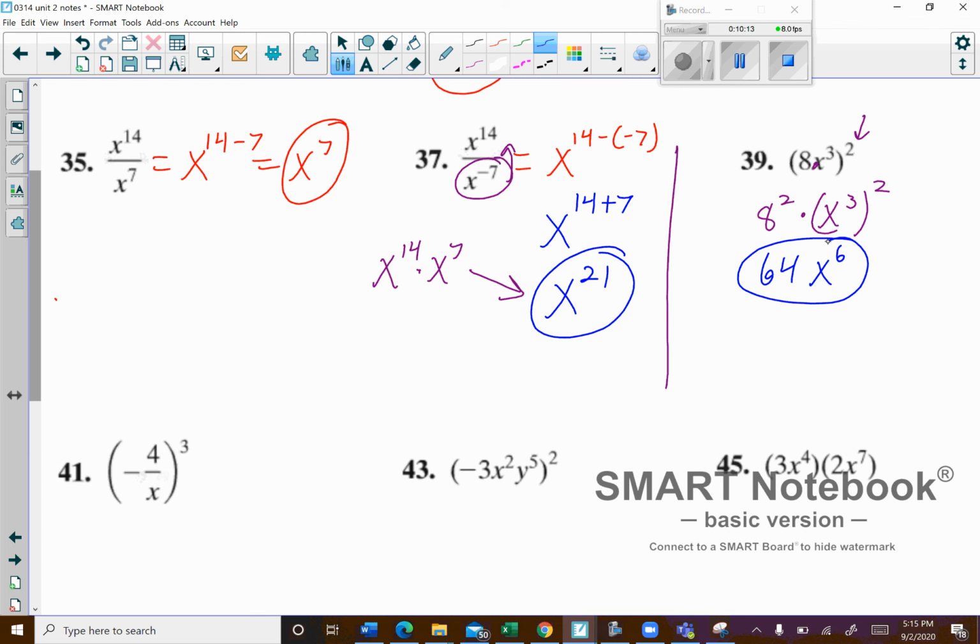Okay. Another way you could have looked at this, and once again, I'm not trying to confuse you, but you could have broken it up into 8x to the third times 8x to the third, because it's a power of 2, right? And 8 times 8 is 64.